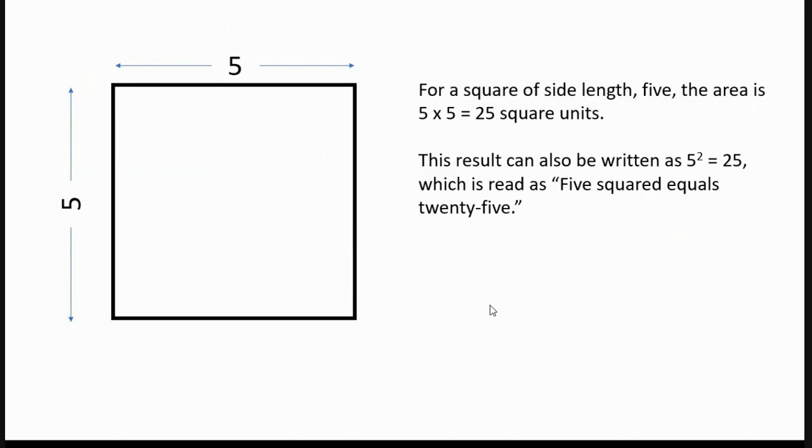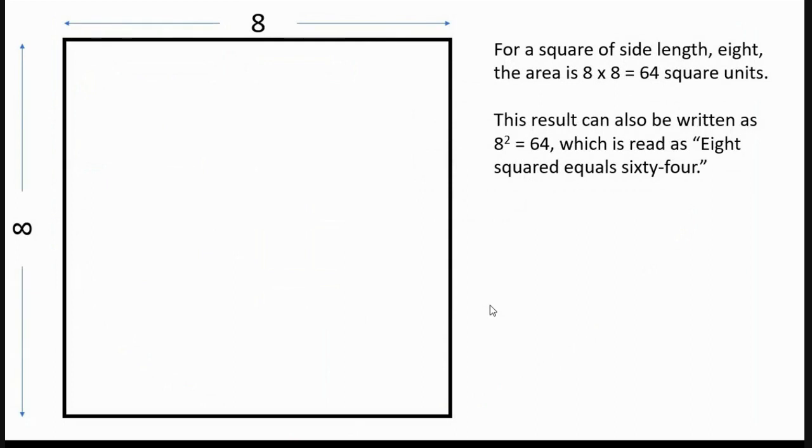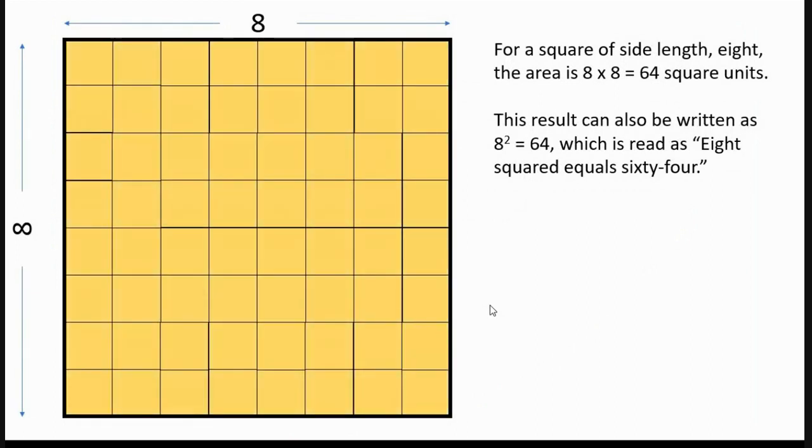So let's take each one of those squares and figure the area, right? So the 5 by 5, it's 5 blocks wide, it's 5 blocks high. So it has an area of 25, right? We know that 5 times 5 is the area of the square. It's 25. If it's an 8 by 8, we know that's 64.